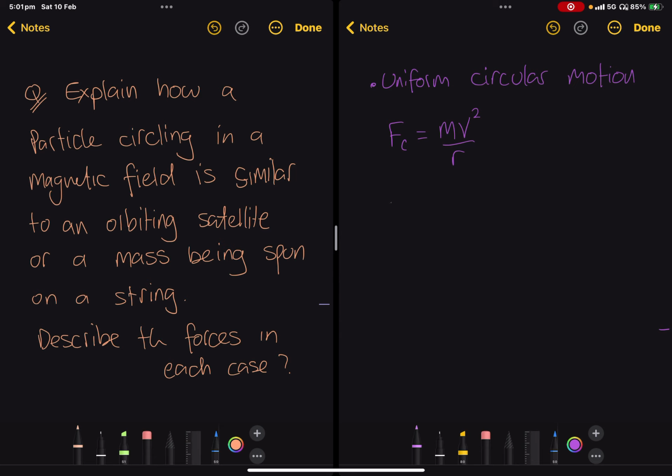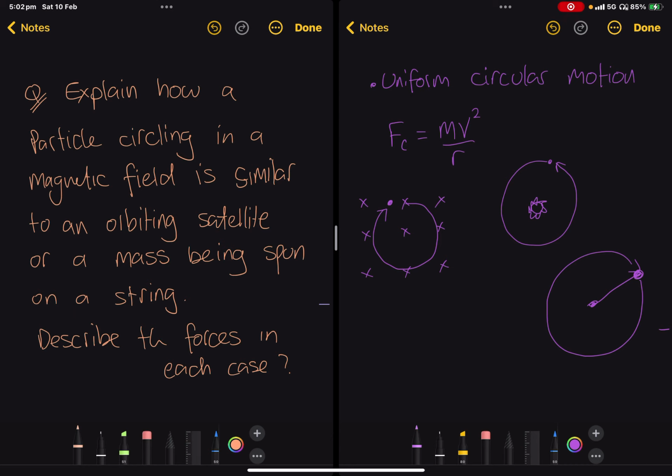In the case of a particle in a field, we might draw some kind of field that looks like this. We might have this particle rotating in this direction. So this is the particle. If we have a satellite orbiting a star, we might have a star. Stars don't have points, but we'll just use this to demonstrate. This satellite may orbit around like this, or we might have a mass being spun on a string. We have some mass connected by a string to a point. It's being spun around like so.